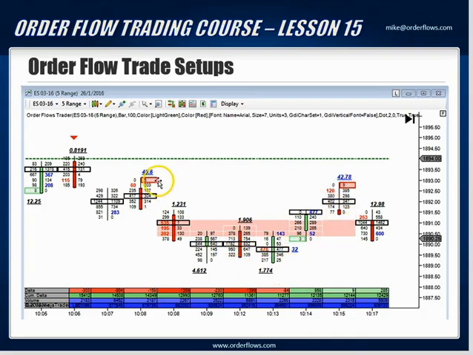Rallied back up towards this single print, then again another single print. So it's telling me price up here is being rejected up here at 93.5, and it just sort of hangs around the level without going down.